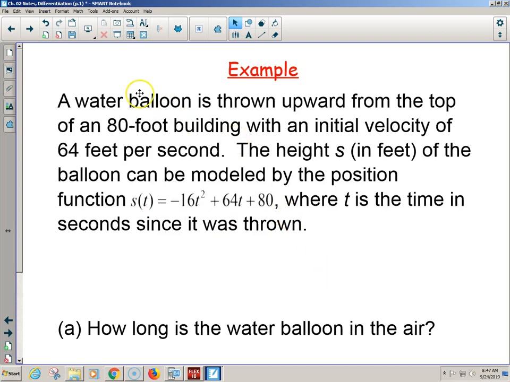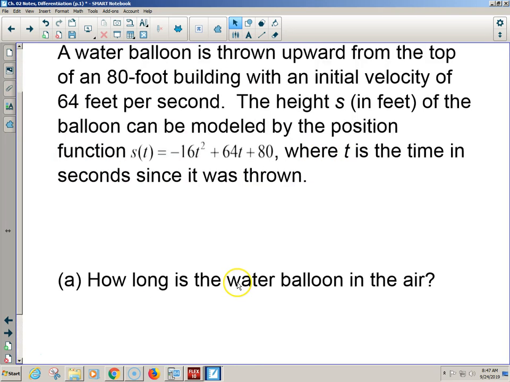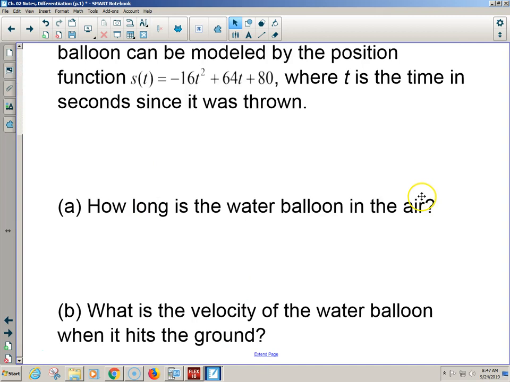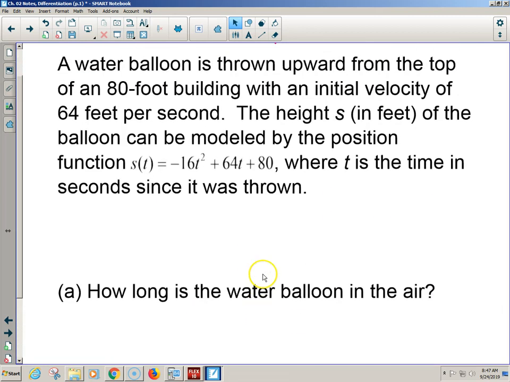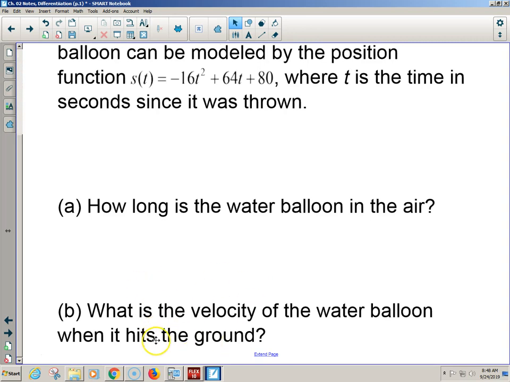Because there's going to be situations of things that are in motion, things that are moving, things that are changing with some sort of position function, saying stuff like how long is it in the air? What's the velocity when it hits the ground? And you're going to have to do things like derivatives sometimes, but other times you're just playing around with the situation, which is why we need to do examples tomorrow.